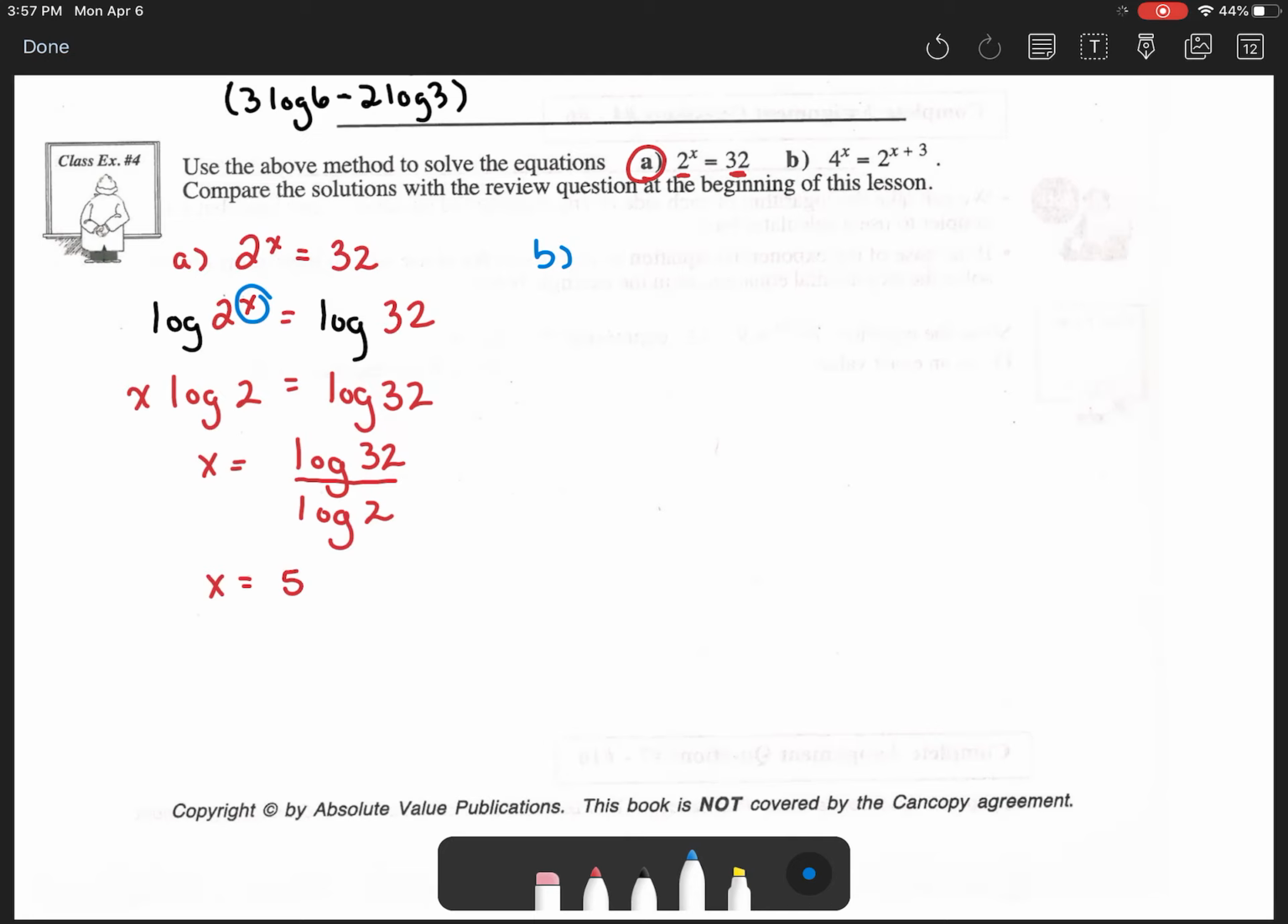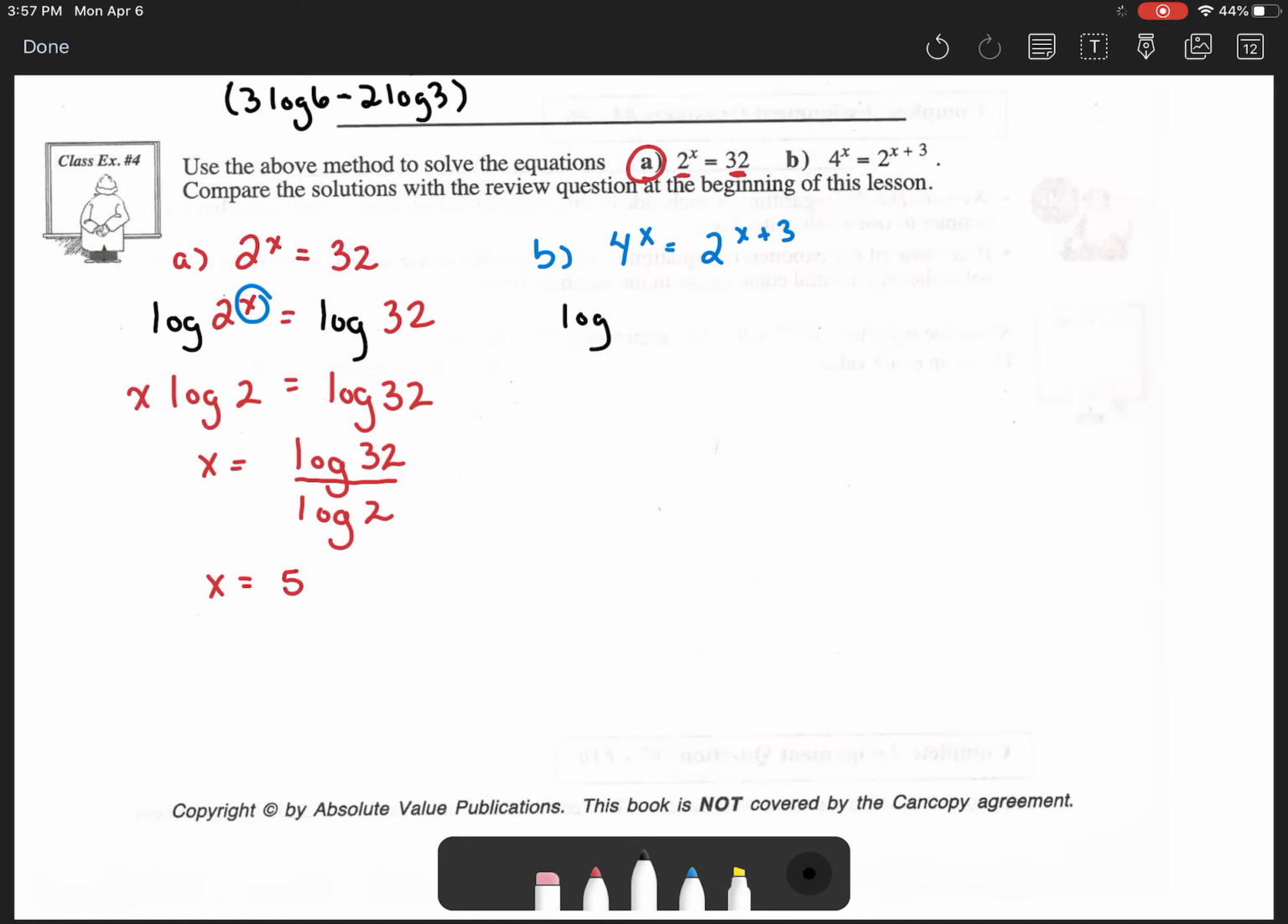Let's try B. Now, B is going to be a little trickier, but we will work through it, and I will write out each step. So I'm just copying down the original question. Now again, this one could be solved using common bases because 4 and 2 could have a common base, but they want me to use logarithms.